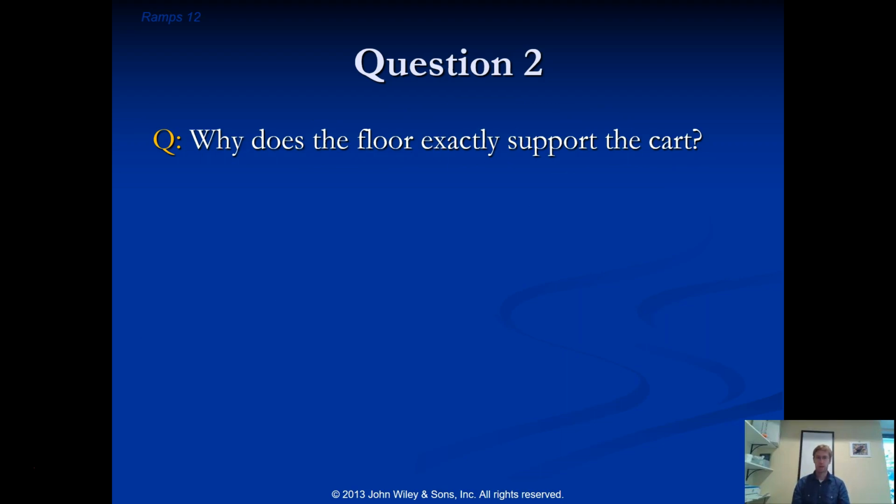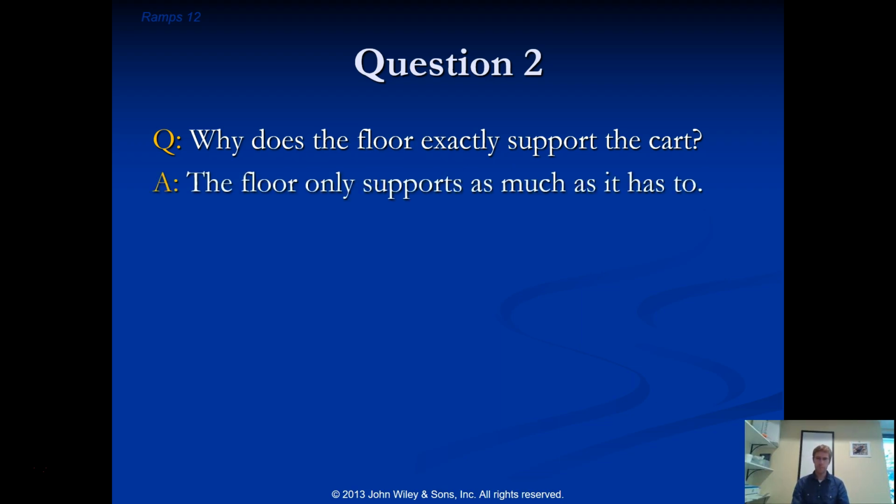All right, the second question is, why does the floor exactly support the cart? Why is it exactly equal to the weight? Why not more? Why not less? Well, in short, it's really because the floor is kind of lazy, right? It's only going to support as much as it has to. Okay, so imagine, what if it were to push up more than the weight? Well, if it's pushing up more than the weight, that means there'd be a net force on the ball upward and you just magically start jumping off of my hand.